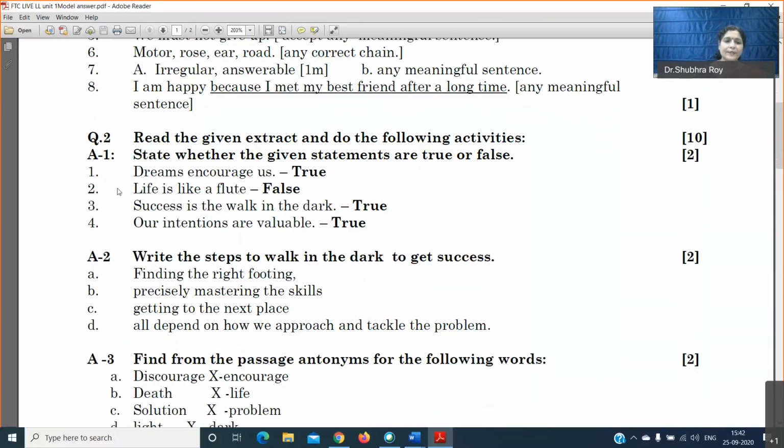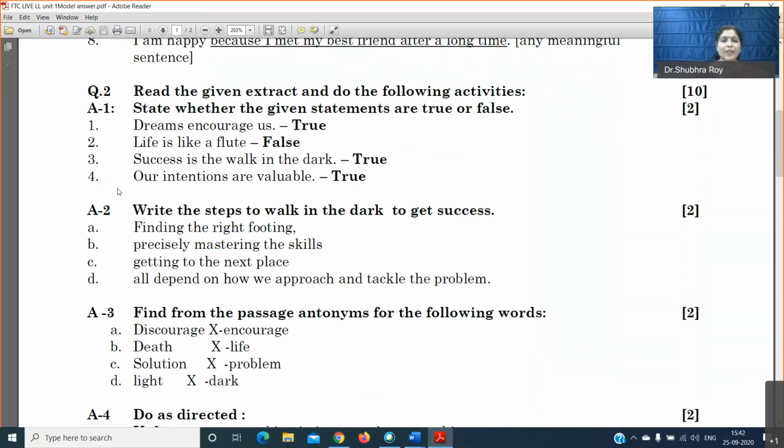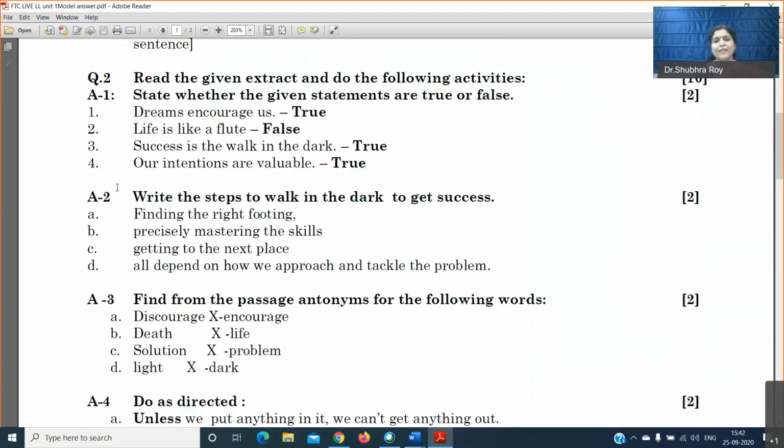Then activity 3. Activity 3 is based on vocabulary. Find from the passage antonyms of the following words. Discourage, cross. See, when you're writing antonyms, this cross mark is very important. If you even write the correct answer and put an is equal to sign, that is equal to sign means a synonym. It means similar meanings. So your question goes wrong.